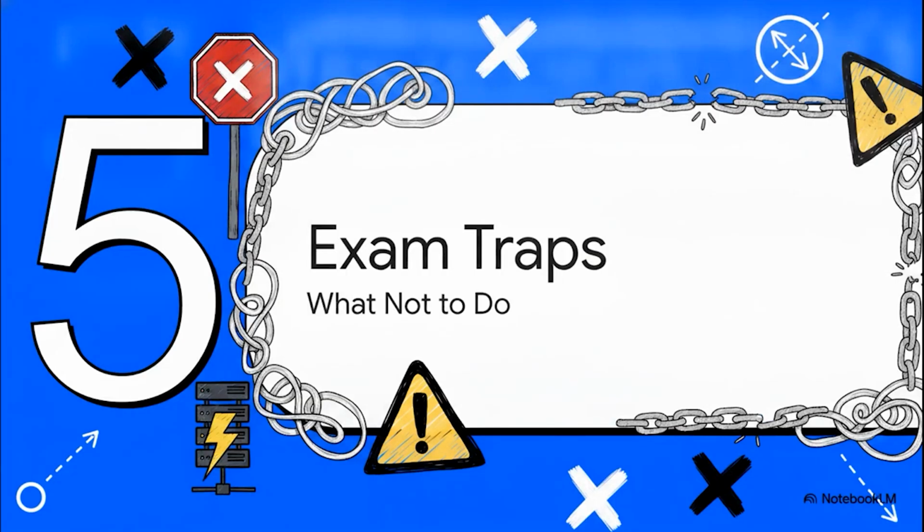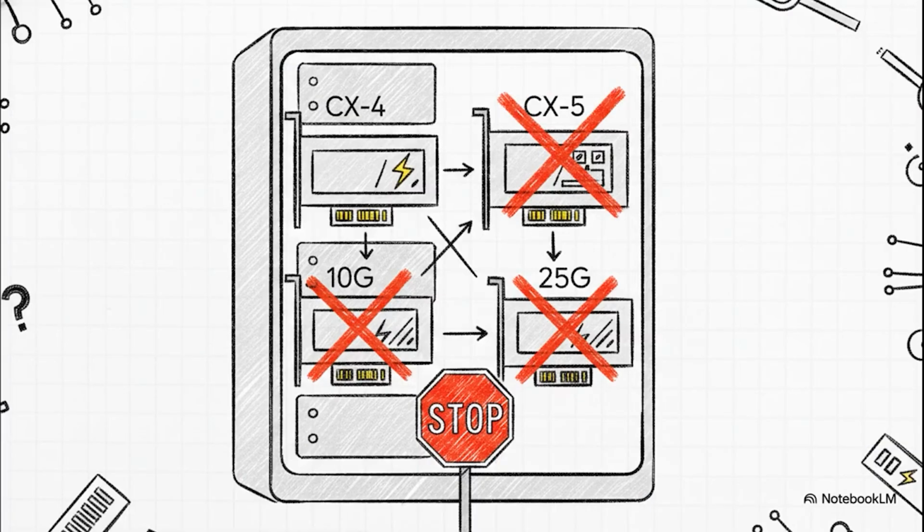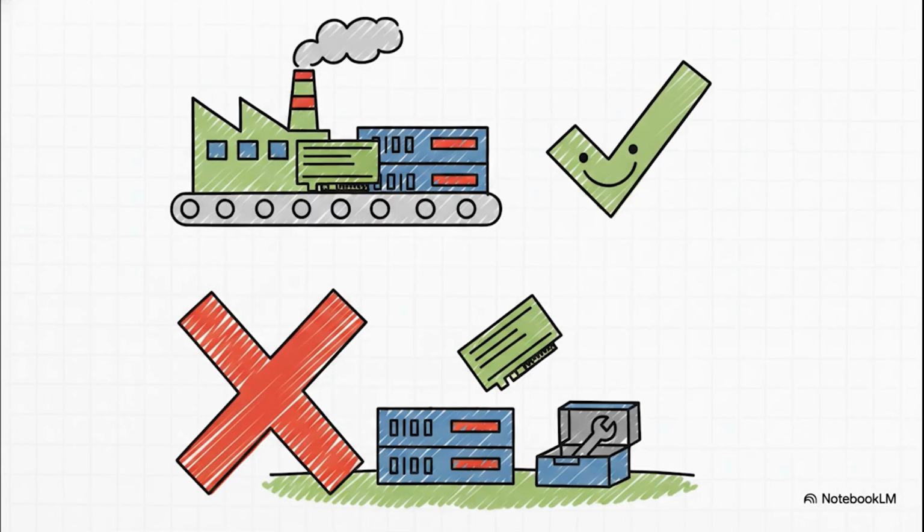Section 5. Common Certification Exam Traps. What not to do. Let's dig into the edge cases the exam loves to test. All right, trap number 1. Remember how we said you can mix NICs across different nodes in a cluster, even if it drops you to the lowest common denominator? Well, you can mix across the cluster, but you absolutely cannot mix on the same physical node. If you take a CX-4 and a CX-5 and put them in the exact same chassis, or even if you mix speeds, like putting a 10 gigabit and a 25 gigabit CX-5 card in the same server, RDMA is permanently broken. The system instantly detects the mismatch, and it will flat out refuse to let you enable RDMA on the cluster.